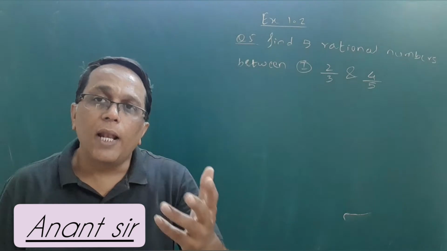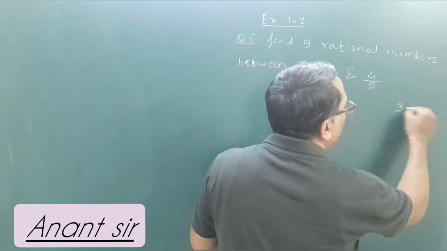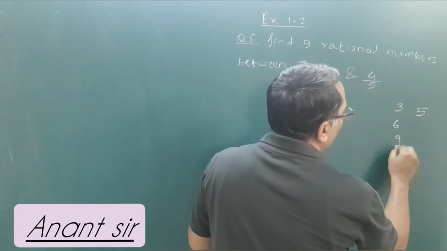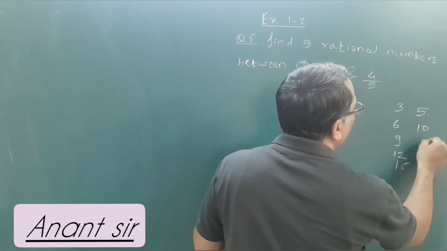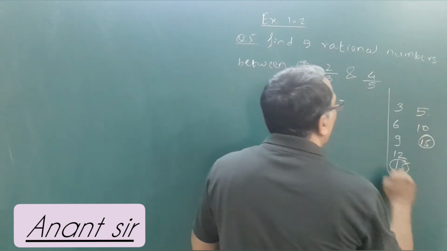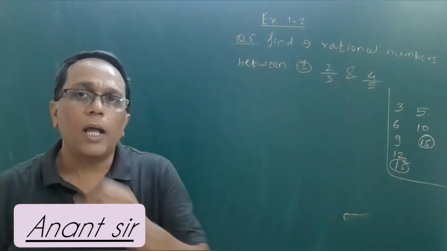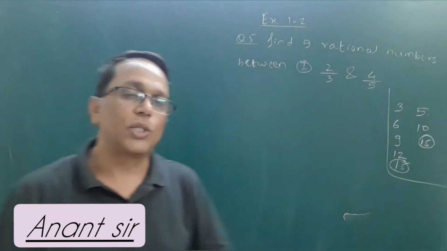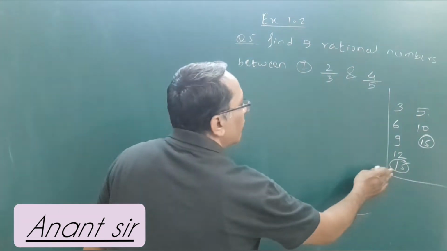What will be their LCM? You just write the tables of both. Okay, a few numbers only, and we will get the first common multiple, which will be the least common multiple, right? LCM. So we have to make the denominator 15 now.